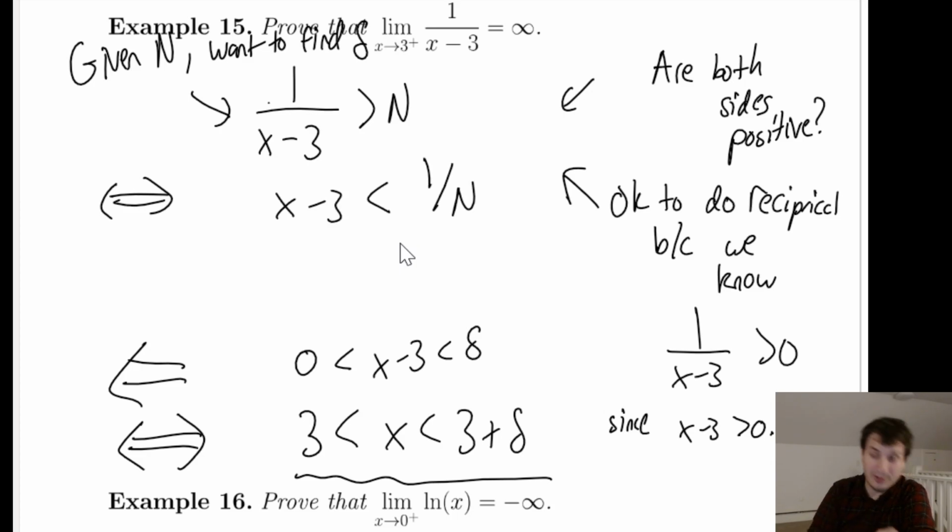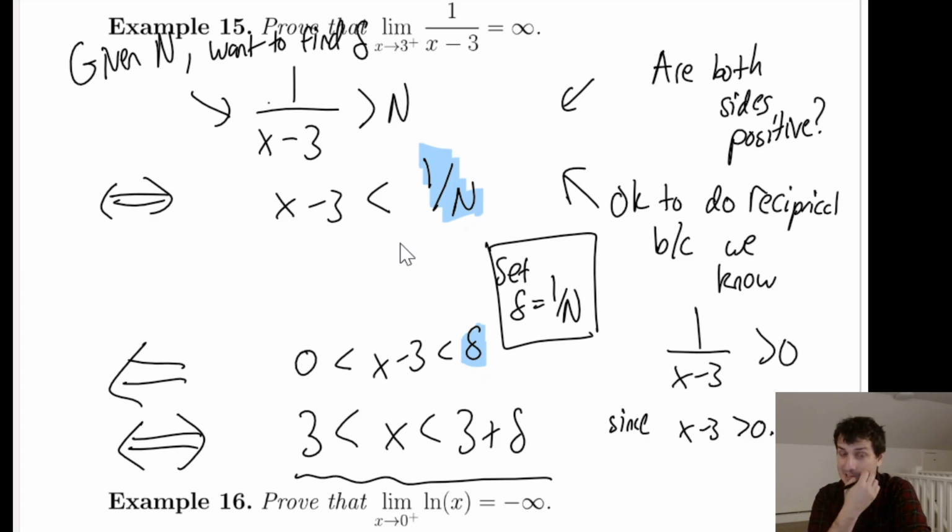When you do the reciprocal, the sign changes. And now I'm very close. Why don't I just add a line? 0 less than x minus 3 less than delta. If you're between 0 and delta, and I'm going to be setting delta to be 1 over n. So I'm going to set delta equals 1 over n. That's going to be the thing that works.